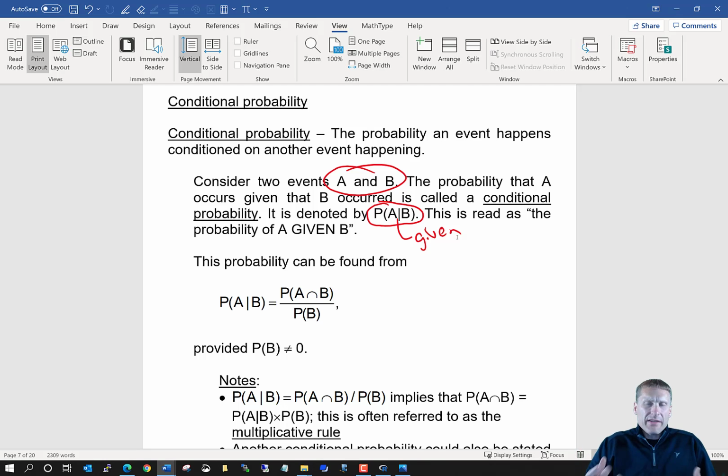Well, what is this conditional probability then? One can show that it's simply this: the probability of A intersect B divided by the probability of B, provided, of course, the probability of B does not equal 0.